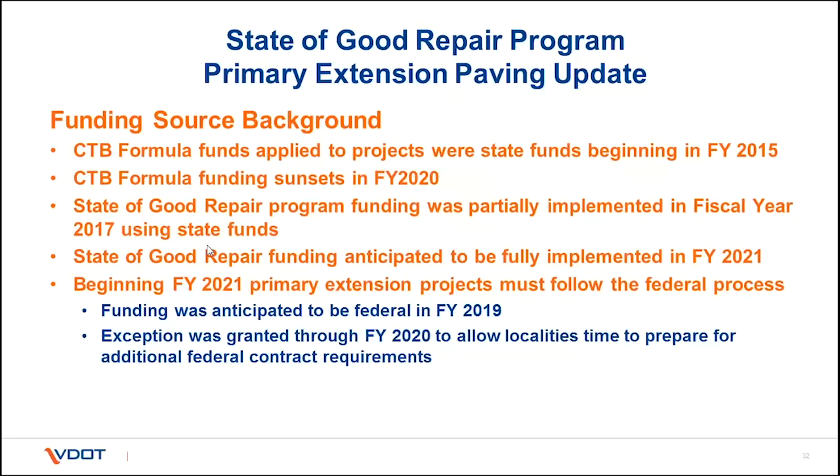In FY 2021, the CTB formula funds will sunset, and the State of Good Repair funds are anticipated to be fully implemented. So also beginning in fiscal year 2021, primary extension segments will be required to follow the federal process, and the VDOT Commissioner granted an exception to the federal process through fiscal year 2020 to allow localities time to prepare for federal requirements.